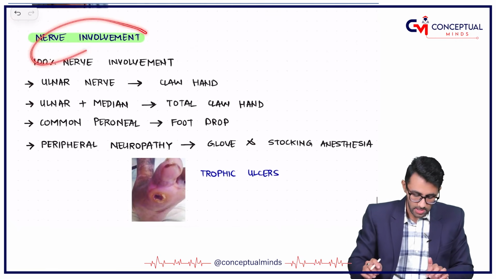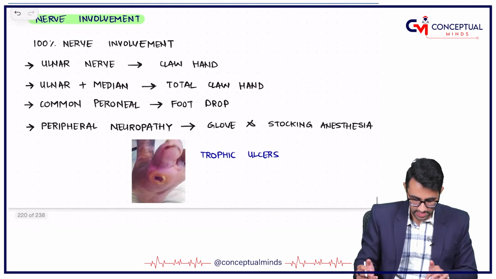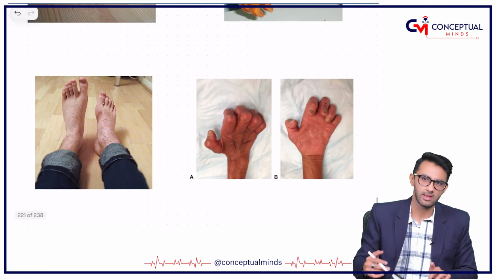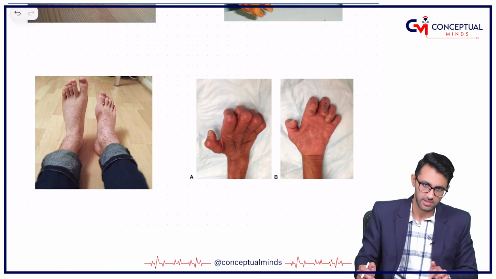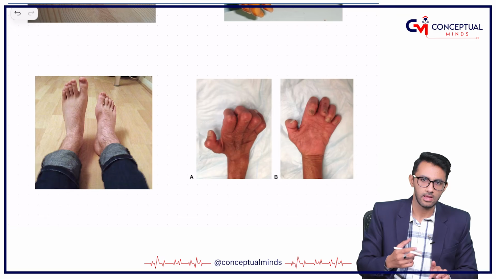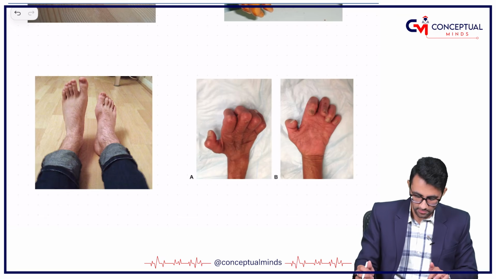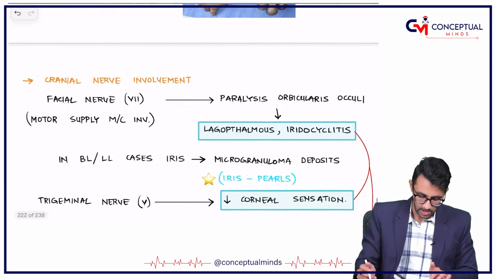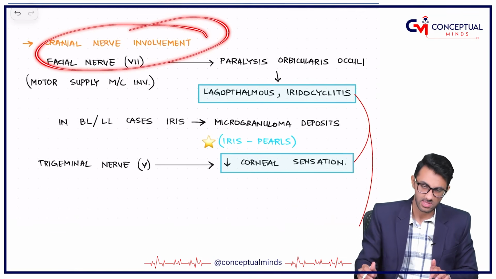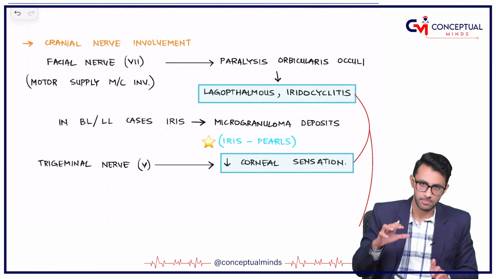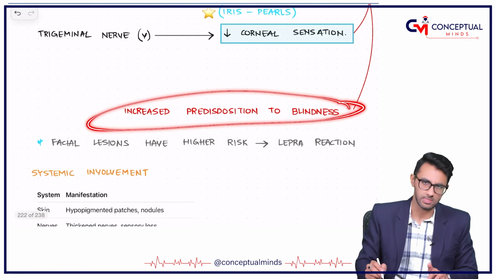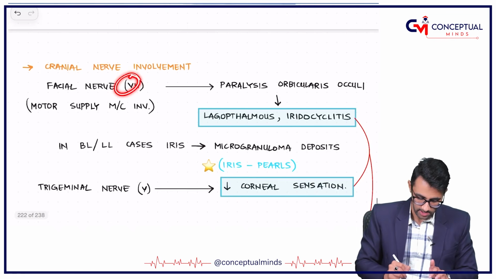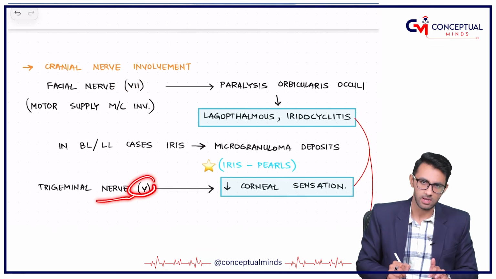Fine. How about the nerve involvement? We read about the nerve findings as well. So this is all about the nerve involvement: the common peroneal nerve, foot drop. So specific nerve involved, specific manifestation. We have claw hand, complete claw hand. Okay, all right, fine. How about the cranial nerve involvement? This predisposes to what? Blindness. Why? Because of the seventh nerve and the trigeminal nerve, the fifth one.